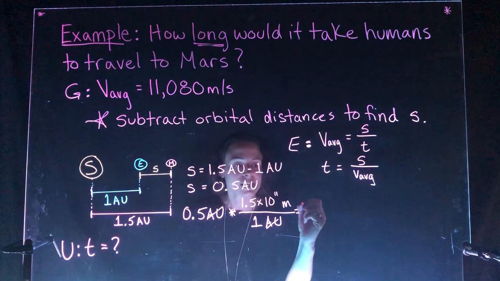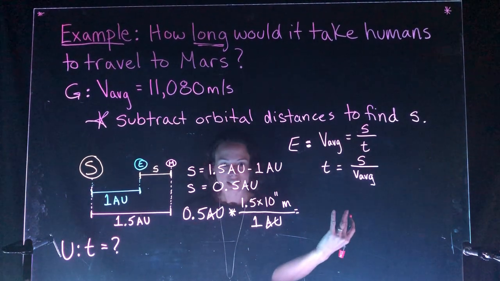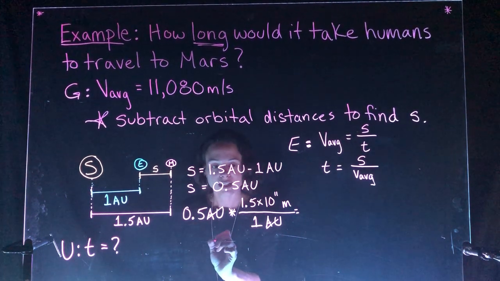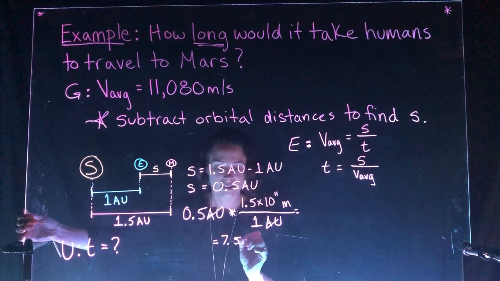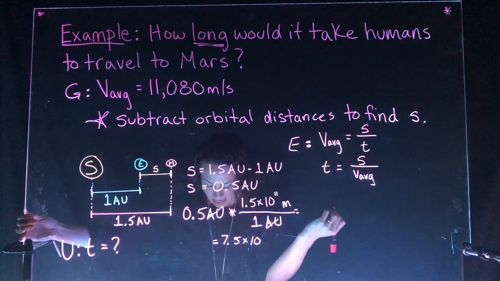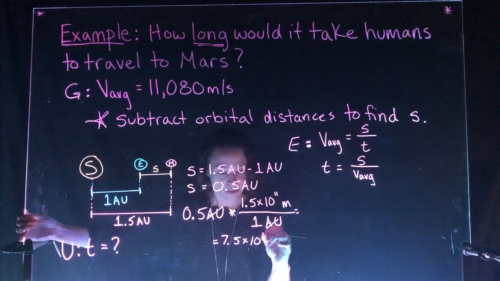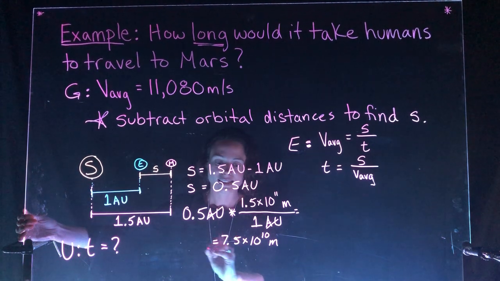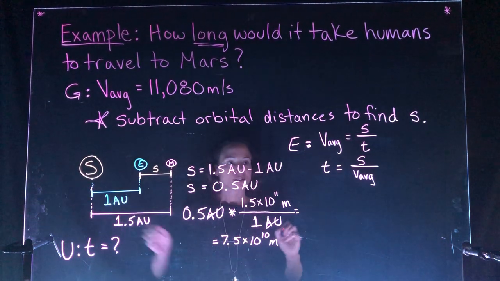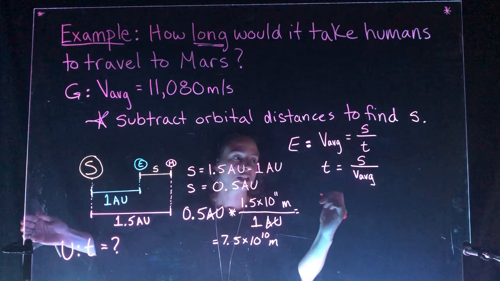So this comes out to, just go ahead and put that in your calculator, and you should get 7.5 times 10 to the 10th meters. So that is the distance, and that's what we're going to plug in to our equation.